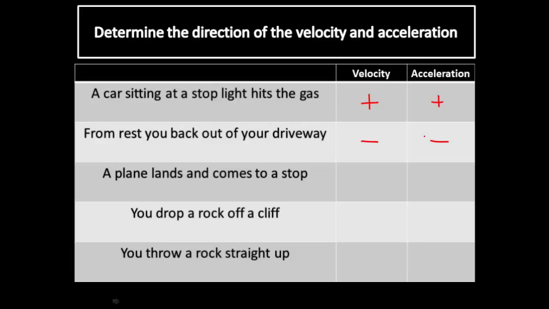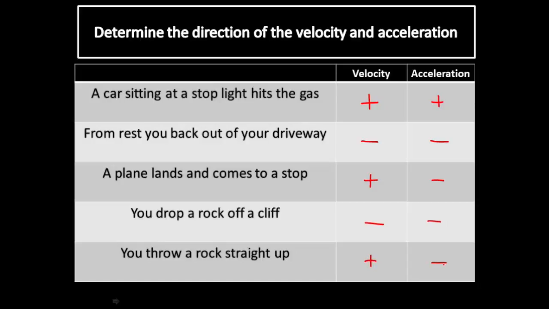A plane lands and comes to a stop. So again, when your plane lands, it doesn't just start moving backwards, it continues to move forward, which means its velocity is positive. Yet you're starting to slow down, which means it's trying to decelerate. So what's that going to be? That's going to be a negative acceleration. If you drop a rock off a cliff, well, think about that. Again, it is increasing in velocity, but our general convention suggests that down is negative, which means our velocity is going to be negative. The acceleration, because it is increasing in velocity going down, also has to be negative. Now this is something that's going to be really useful on the next question, because when you throw a rock straight up, again, up is positive, so our velocity is positive, but it's slowing down, which means our acceleration is negative.